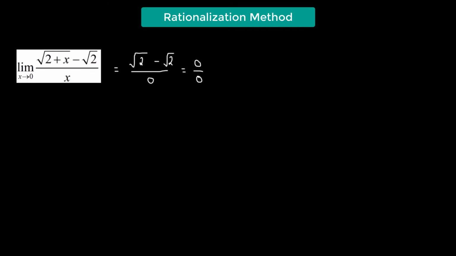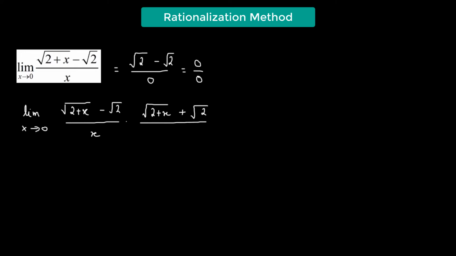Now, in order to solve this limit, we're going to use the rationalization method, because the numerator of this function involves square roots. So in the rationalization method, we take the function, which is square root of 2 plus x minus square root of 2, divided by x. Now we are going to multiply the numerator by its conjugate. So its conjugate will be square root of 2 plus x plus square root of 2. The negative sign gets converted to a positive sign. So we multiply this conjugate term to both the numerator and the denominator.